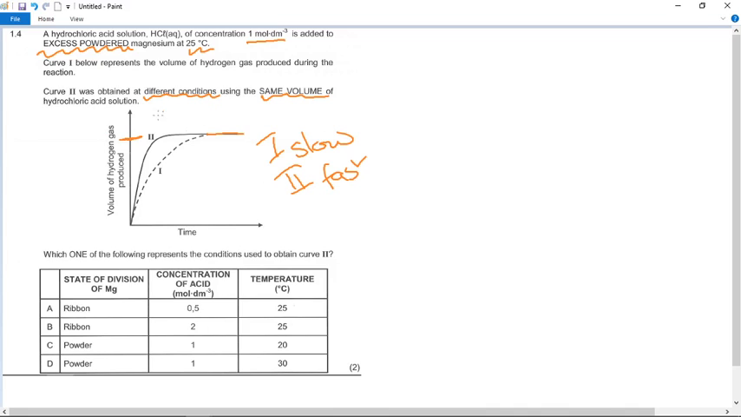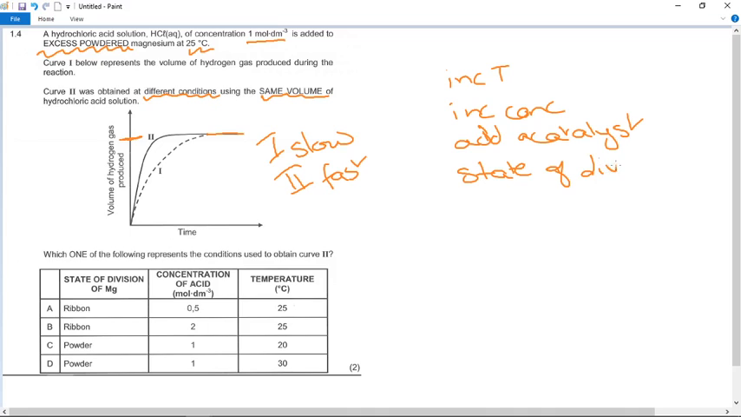So the reaction finishes when the reactants are used up. But what is the main thing? We want to do something in reaction 2 that is going to speed up the reaction. So what can speed up the reaction? Increasing temperature, increasing concentration, adding a catalyst, okay, and the state of division of one of the reactants to increase the surface area for reaction conditions.